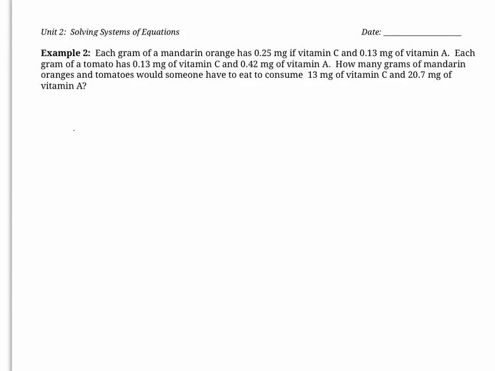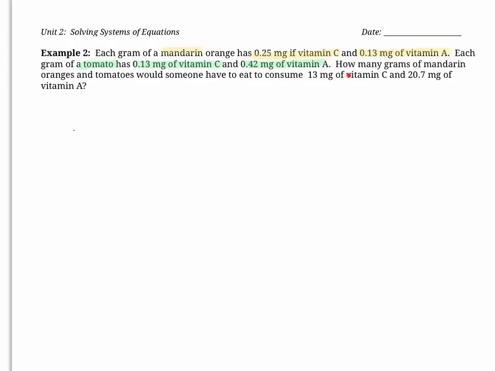Now let's try to solve a problem that doesn't give us equations, but gives us the problem in words, where we have to come up with the equation and solve it. So this question says each gram of a mandarin orange has 0.2 milligrams of vitamin C and 0.3 milligrams of vitamin A. Each gram of a tomato has 0.13 milligrams of vitamin C and 0.42 milligrams of vitamin A. I'm just going to try to highlight these to keep these numbers sort of in order in my brain. So an orange has this much vitamin C and this much vitamin A, and the other guy, a tomato, has 0.3 milligrams of vitamin C and 0.42 milligrams of vitamin A.